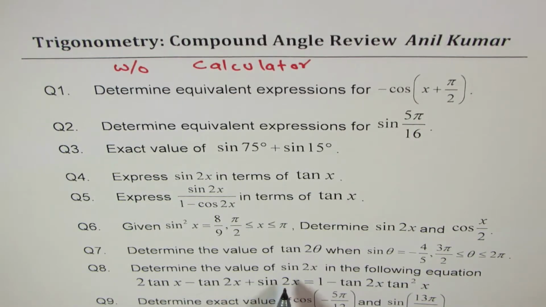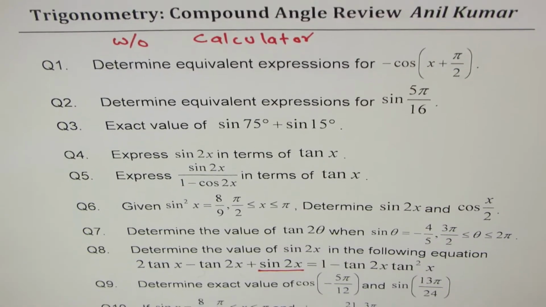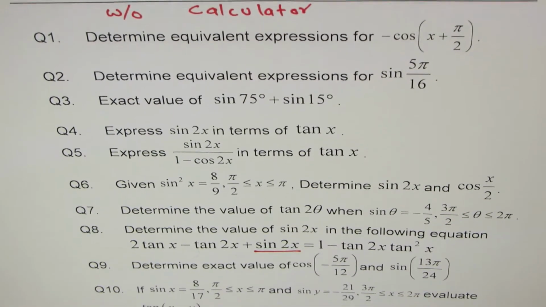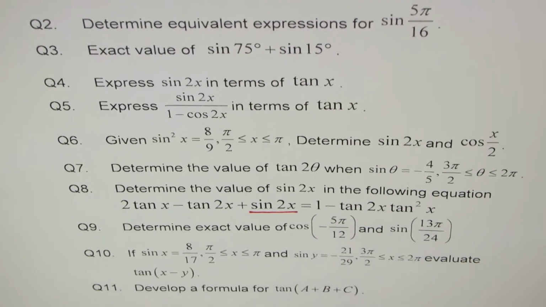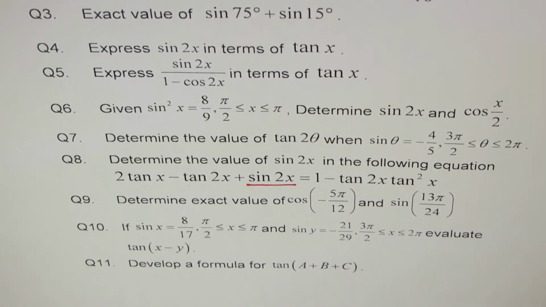Determine the value of sine 2x in the following equation. 2 tan x minus tan 2x plus sine 2x equals 1 minus tan 2x tan square x. You need to find sine 2x, right? Push this paper a bit so that you can see question 9 to 11, right? So here are the rest of the questions, right?